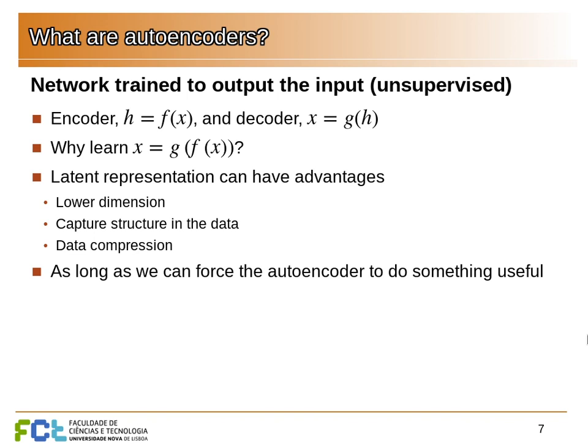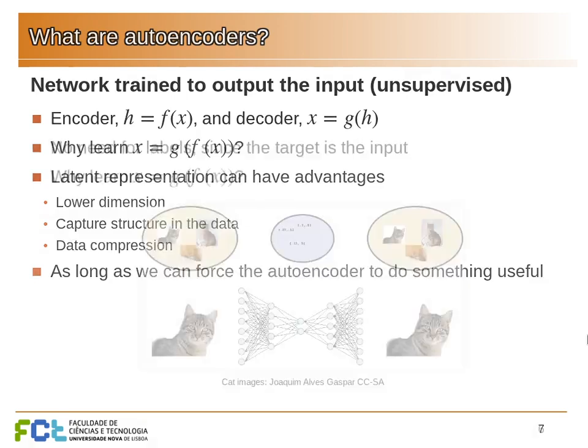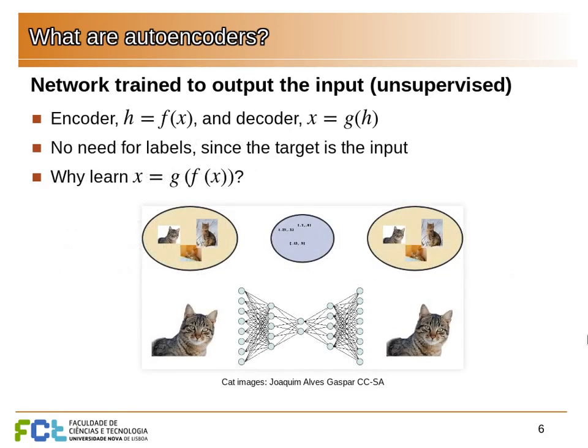So what we need is to force the autoencoder to do something to the data. Note that if we have a network that simply copies from one part to the other, then we don't have anything useful. So the idea here is that we are training the network to output the same as the input, but we are forcing it to do something useful to the data before retrieving it.